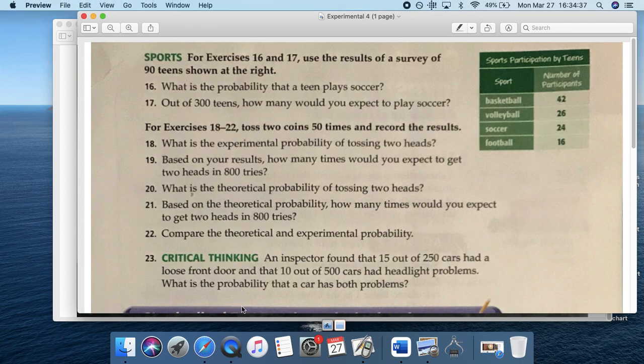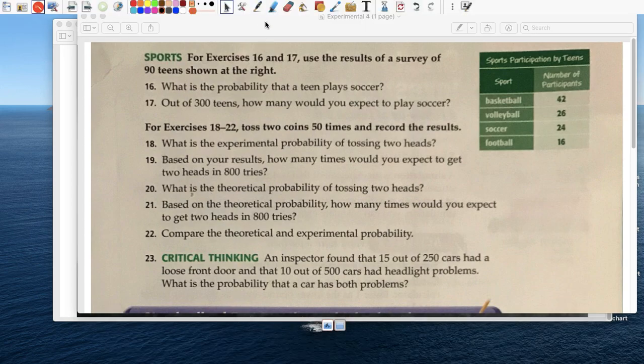Next one, 16. What's the probability a team plays soccer? Well, let's see how many teams are here. So 42 plus 26 plus 24 plus 16. There's a total of 108 teams here.